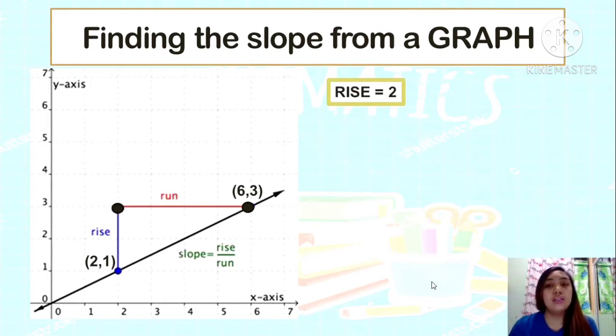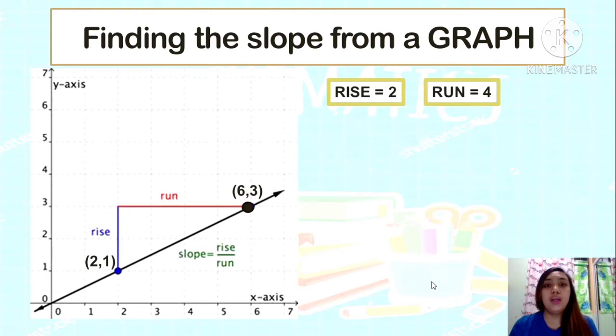Next, pagkatapos nating mag-rise, siyempre magra-run tayo. Mag-run tayo going to the right para mapalapit tayo kay (6, 3). Okay, let's count. 1, 2, 3, and then 4. Ilan ang run natin? It's positive 4. Pag papunta tayo ng right, it's positive.